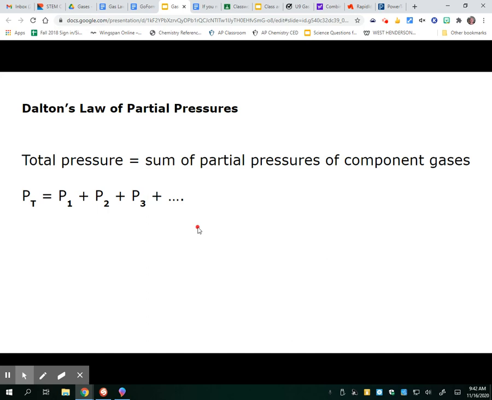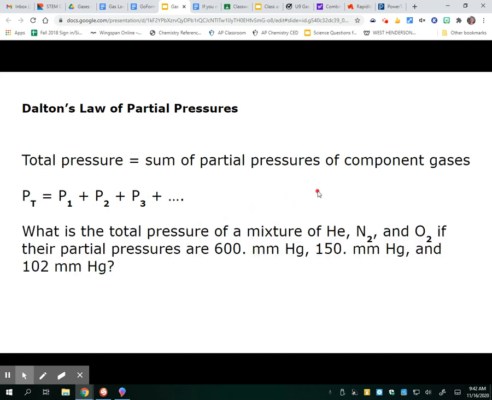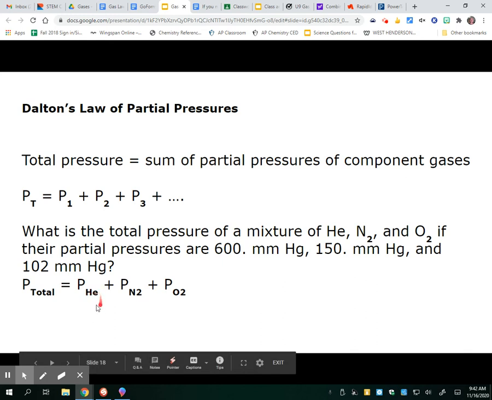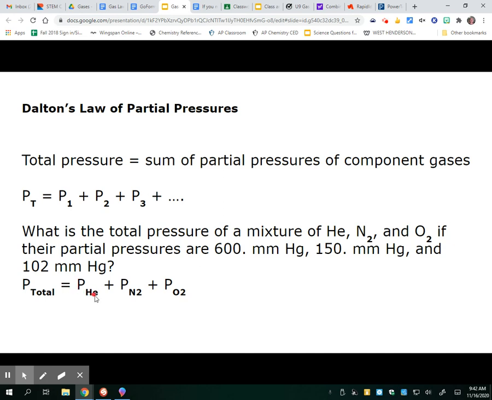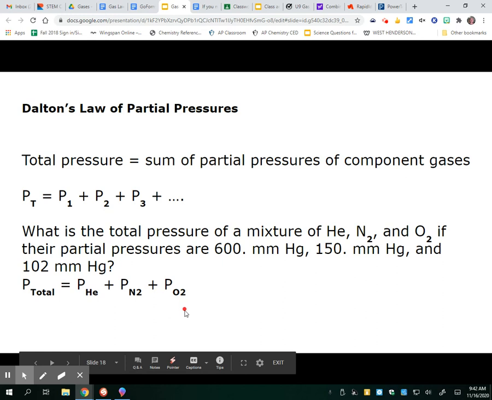So if we apply that in a problem, it's going to look like this. And so it says, what is the total pressure of a mixture of helium, nitrogen, and oxygen if they have these partial pressures? So we're going to plug that in, and normally we don't number our gases, but we will give it a notation instead of a number. So our total pressure is equal to the pressure of the helium plus the pressure of the nitrogen plus the pressure of the oxygen. So all we're going to have to do is add these together.